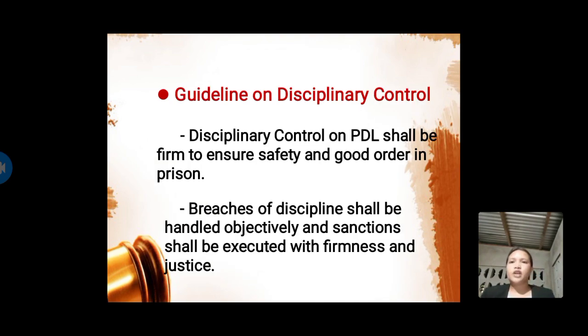Next we have the guideline on disciplinary control. PDL shall be firm to ensure safety and good order in the prison. So breaches of discipline shall be handled objectively and sanctions shall be executed with firmness and justice.